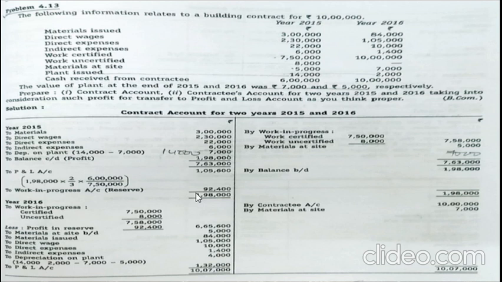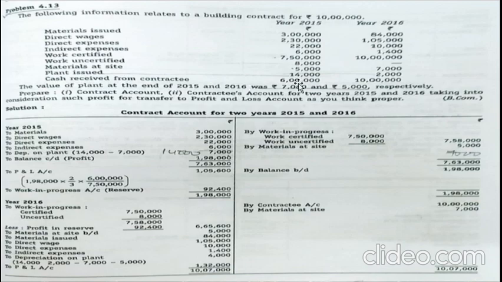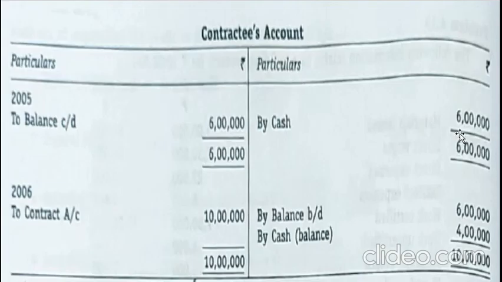So we have prepared the contract account. They have also asked us to prepare the contractee's account for the 2 years. So in your contractee's account, particulars, amount, 2015: to balance, by your receiving cash. How much cash are you receiving? 6 lakh for 2015. So by cash you are receiving from the contractee, so cash account debtor to contractee's account 6 lakh, and this balance will be carried down 6 lakh. So the balancing figure is 6 lakh. This closing balance will be carried down for the next year 2016 as your opening balance.